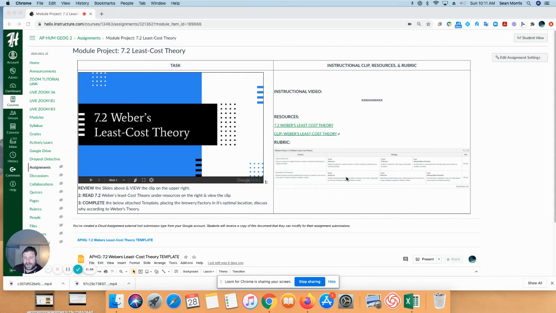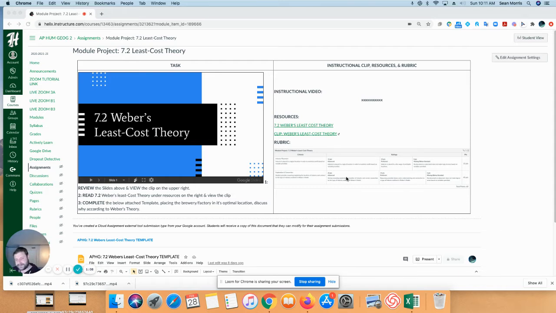Before we move into that, I want you to make sure that you look at the resources available to you. We did have the lecture, but there's also a relatively short clip talking about Weber's least cost theory and what it is, if you need a refresher. And there's also a reading there. It's an actively learned reading, but it's not for points. It's for reference. Okay, and it's a really good source, by the way.